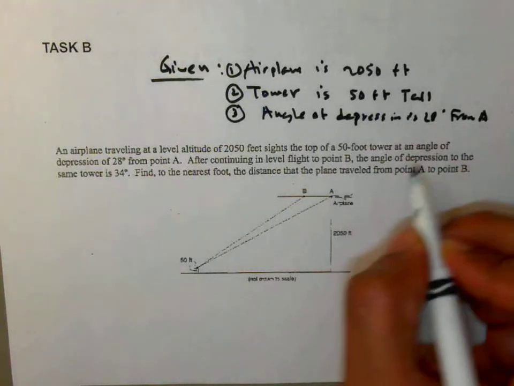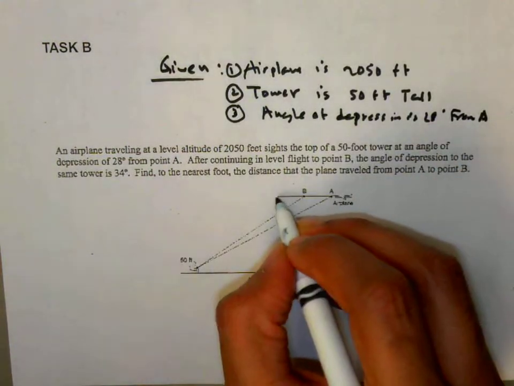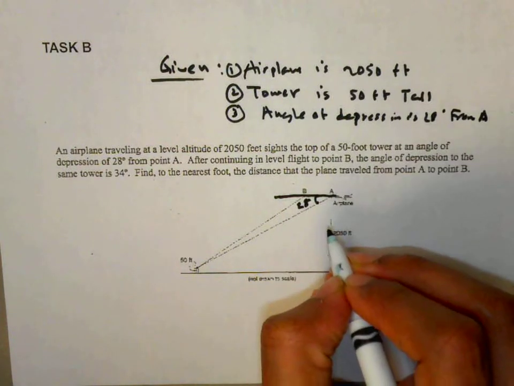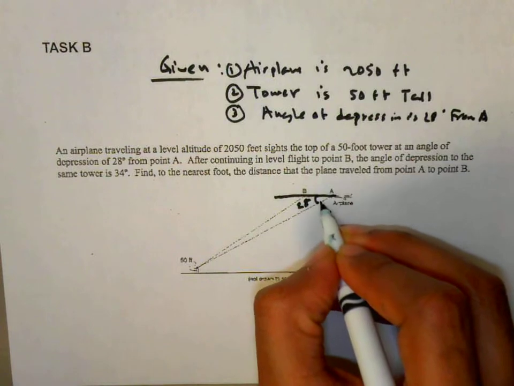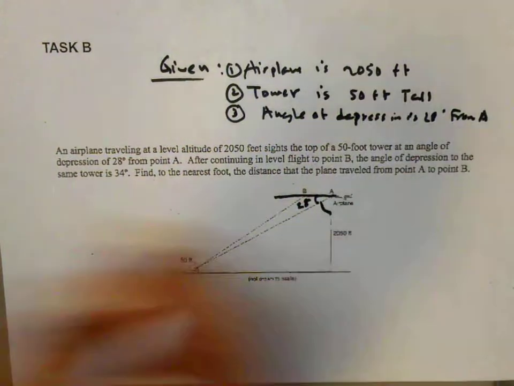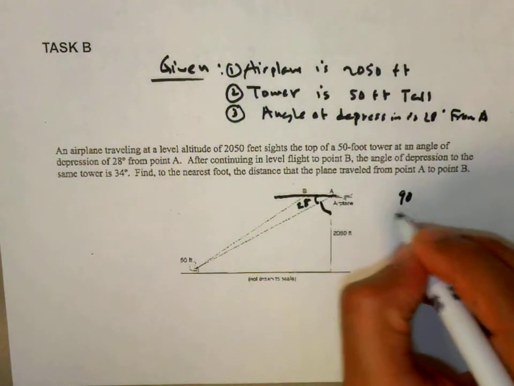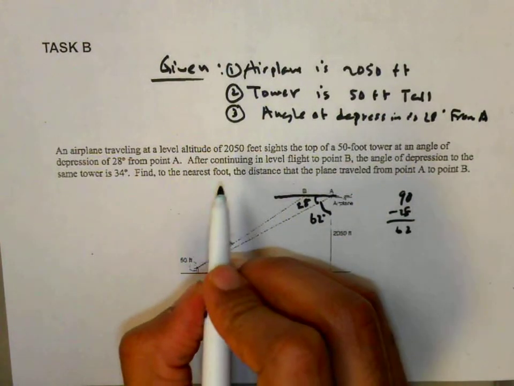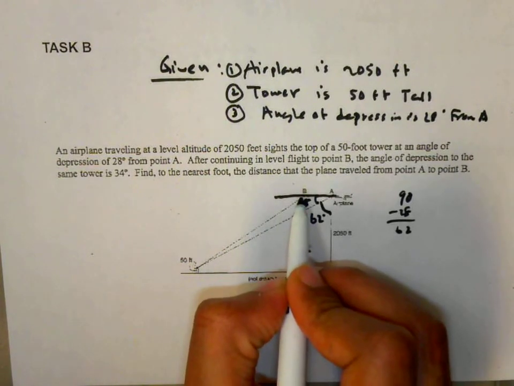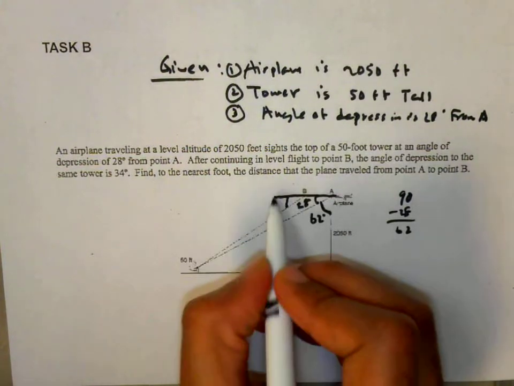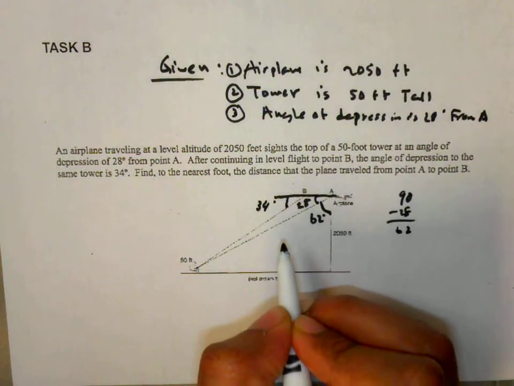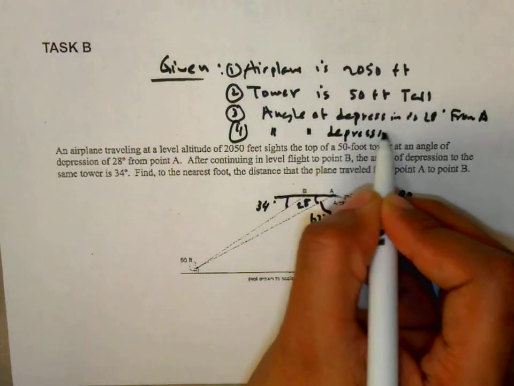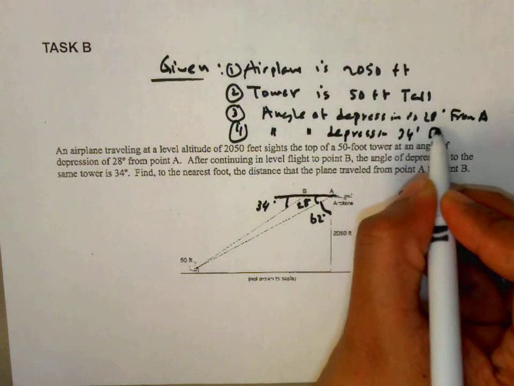So if this is point A right here, this is the horizontal line, the angle of depression is right here, this is 28. If this is 28, we know that this must be complementary, so it's 90 take away 28, and that's 62. So this angle right here is 62. We also know that the angle of depression from point B is 34 degrees.